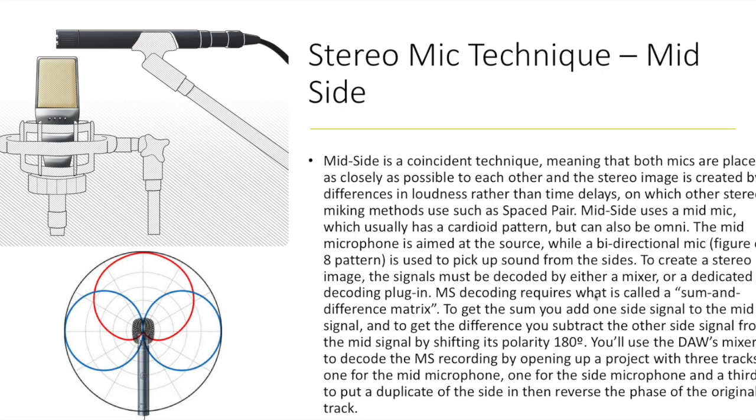Mid-side decoding requires what is called a sum and a difference matrix. To get the sum, you add one side signal to the mid signal, and to get the difference, you subtract the other side signal from the mid signal by shifting its polarity 180 degrees. And you'll use a DAW's mixer to decode the mid-side recording by opening up a project with three tracks, one for the mid microphone, one for the side microphone, and a third to put a duplicate of the side and then reverse its phase of the original track.